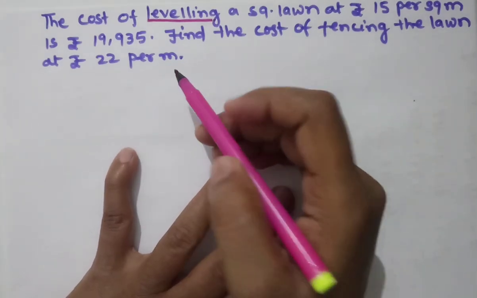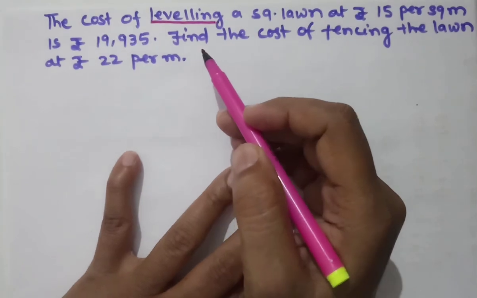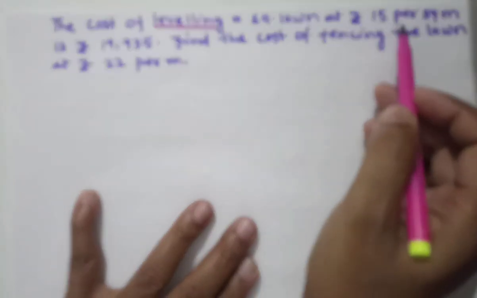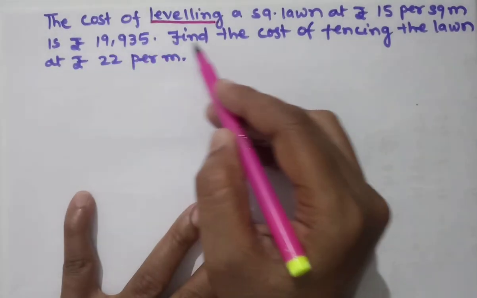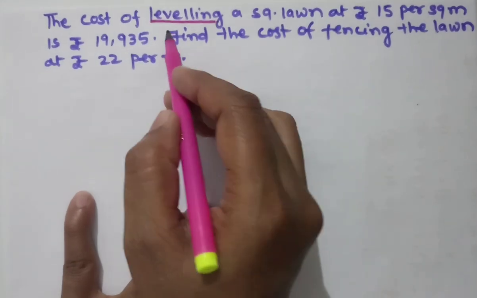Children, let us quickly go through this question. This is from Squares and Square Roots, class 8. The cost of leveling a square lawn at rupees 15 per square meter is rupees 19,935. Find the cost of fencing the lawn at rupees 22 per meter.